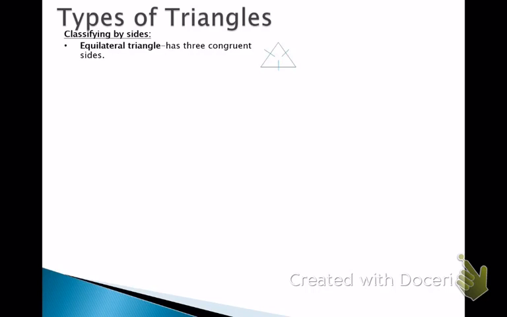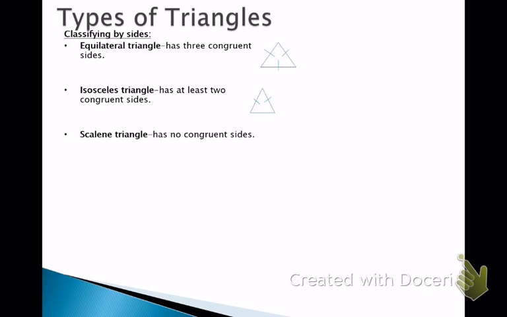We reduce that down to two congruent sides, and we're talking about an isosceles triangle. It would look something like this. So again, two of the sides are congruent, the third one is not. And then a scalene triangle has no congruent sides. And so we wouldn't be able to put tick marks on any of the sides if it were a scalene triangle.